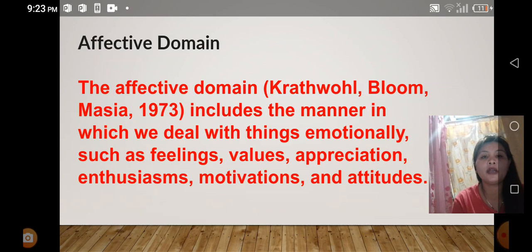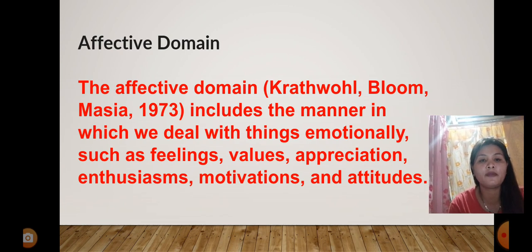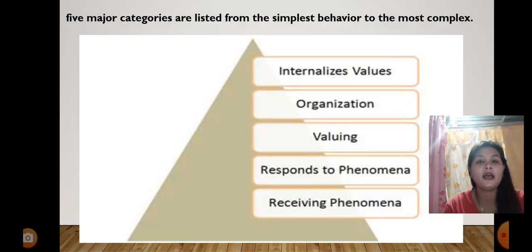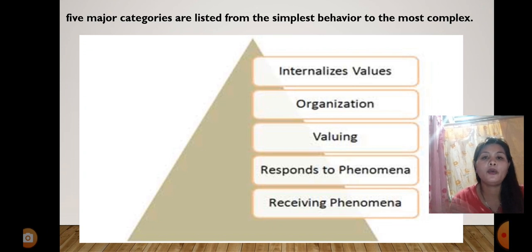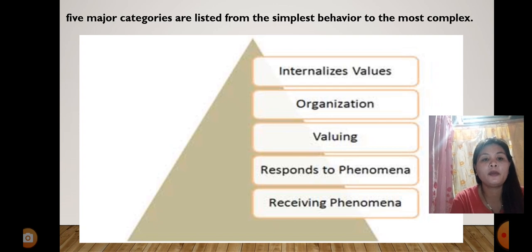So now let's proceed to the affective domain. The affective domain by Krathwohl, Bloom, and Masia in 1973 includes the manner in which we deal with things emotionally, such as feelings, values, appreciation, enthusiasms, motivations, and attitudes. In the affective domain, we have five major categories: internalizes values, organization, valuing, responds to phenomena, and receiving phenomena.